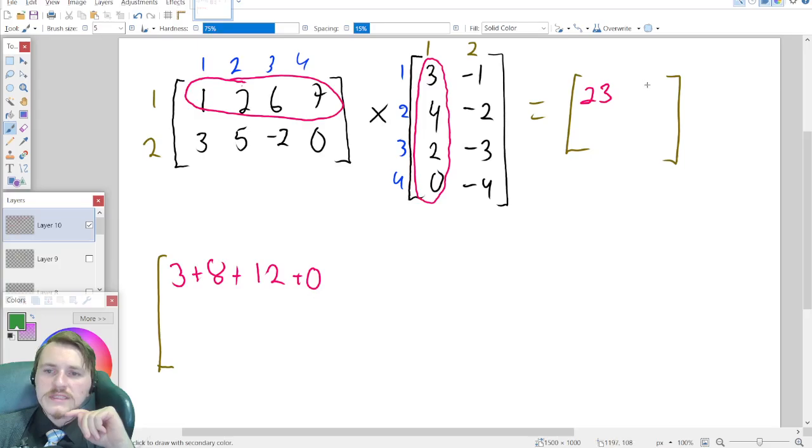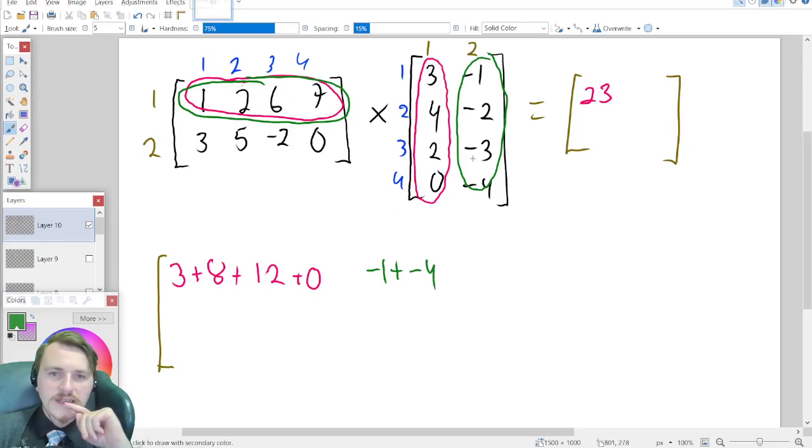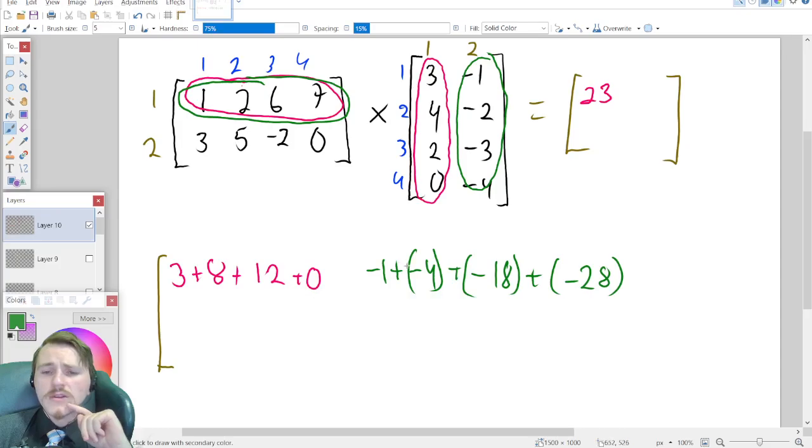Let's do the second column, first row. We do the first row times the second column. 1 times -1 is -1, plus 2 times -2 is -4, plus 6 times -3 is -18. Yeah, I know, I need to put parentheses around things. Yucky, yucky. Plus 7 times -4 is -28. Which gives us, I mean, these are all negatives, so I can just basically pretend they're positive and then throw a negative sign at the end.